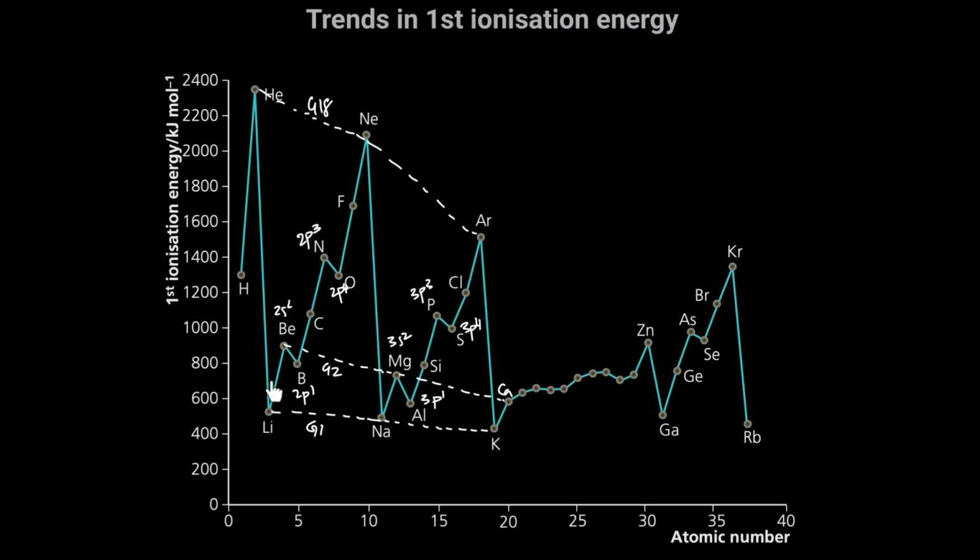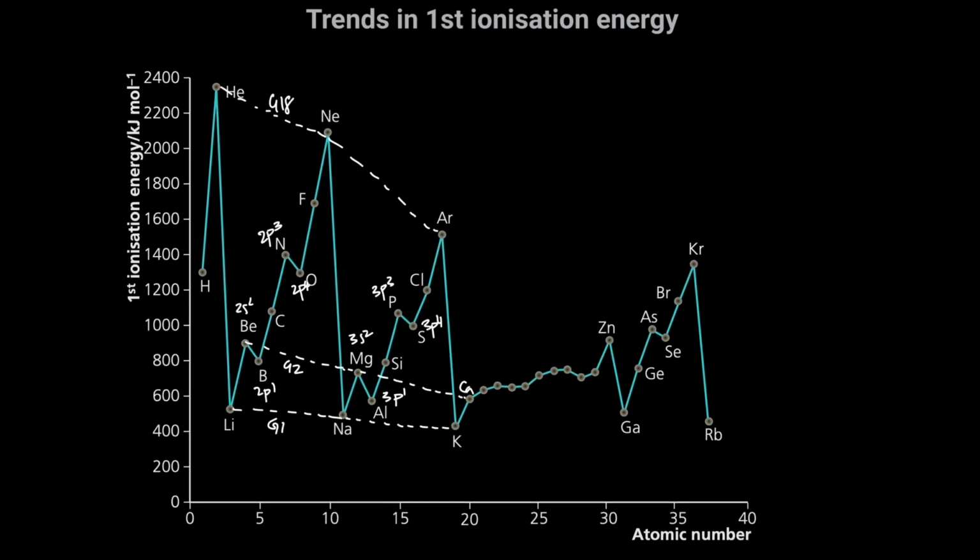Another thing that you observe here is that in any given period, obviously we're not looking at period 1 here, which is hydrogen and helium. If you look at the rest of the periods, in any given period, the lowest first ionization energy will always be the group 1 element, and the highest first ionization energy will be the noble gas, the group 18 element. So it's increasing across the period, and then you move on to the next period, so you've increased the number of shells, so there's a huge decrease. Again, the group 1 element has the lowest and the group 18 element has the highest first ionization energy across the period.